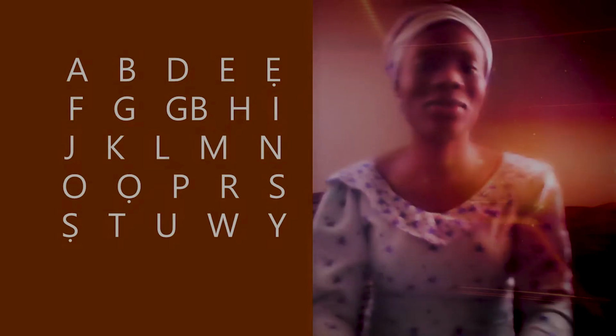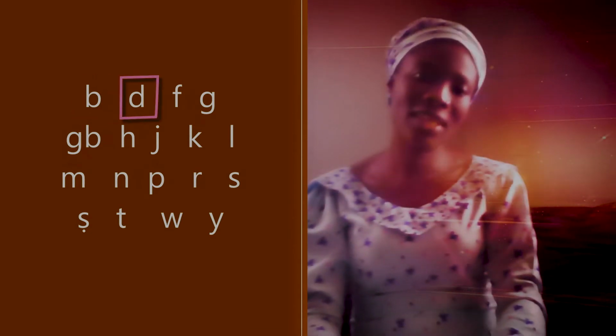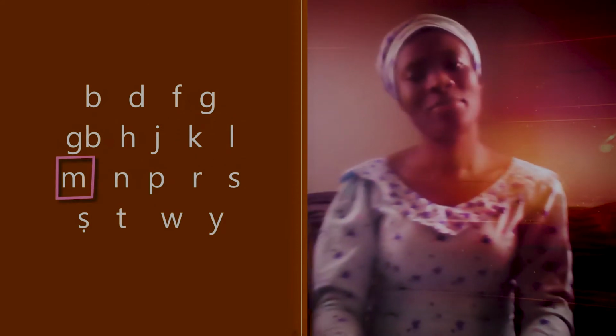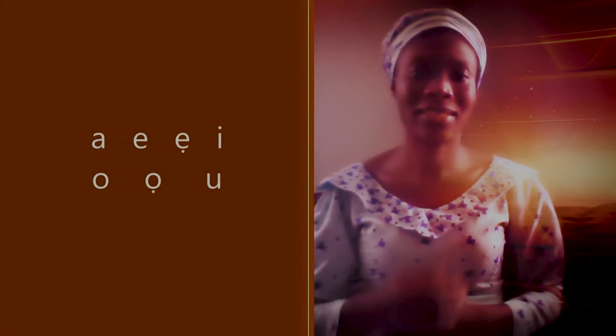In Yoruba alphabet, we have 18 consonant sounds. They are pronounced as B, D, F, G, Gb, H, J, K, L, M, N, P, R, S, Ṣ, T, W, Y. In Yoruba alphabet, we also have 7 vowel sounds.